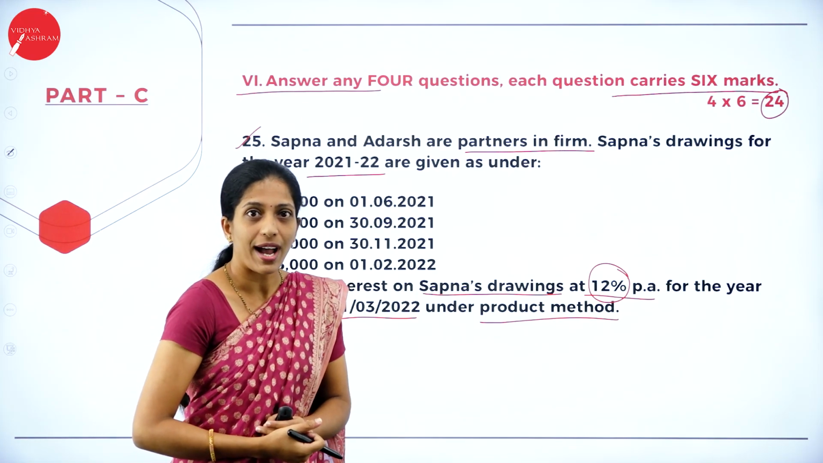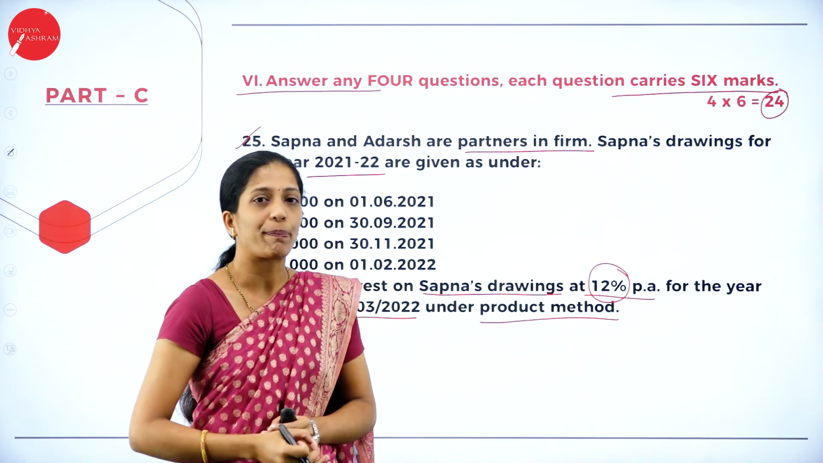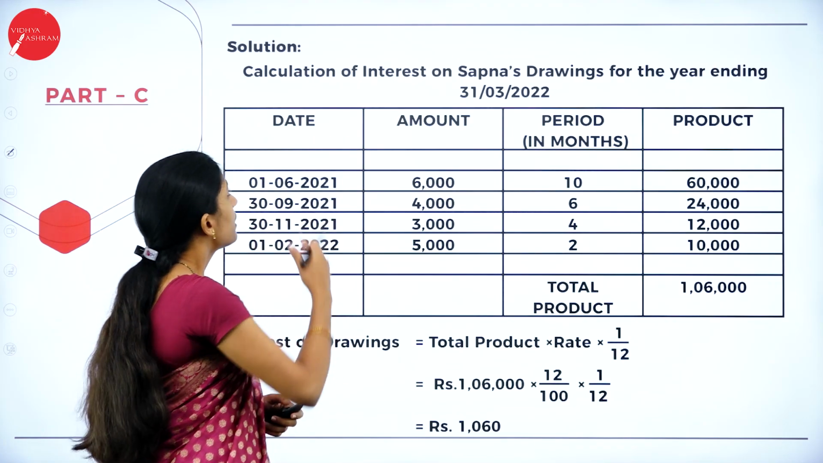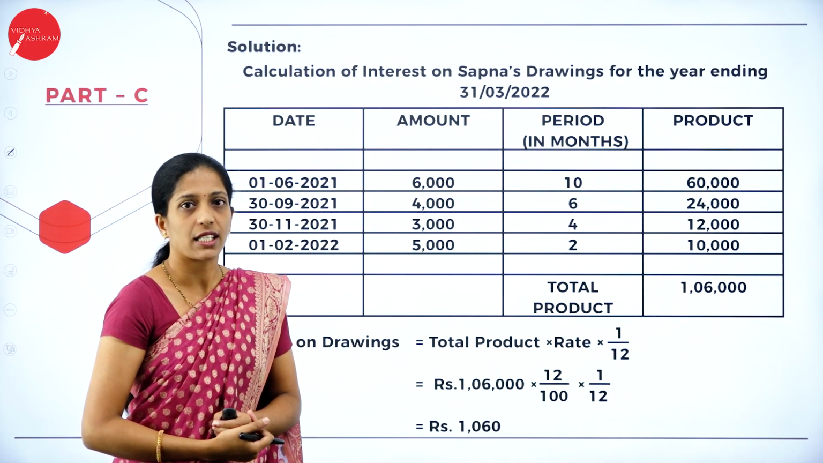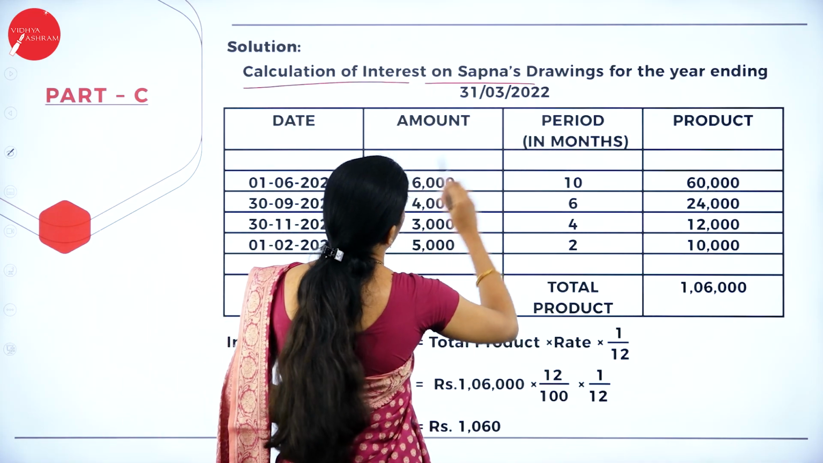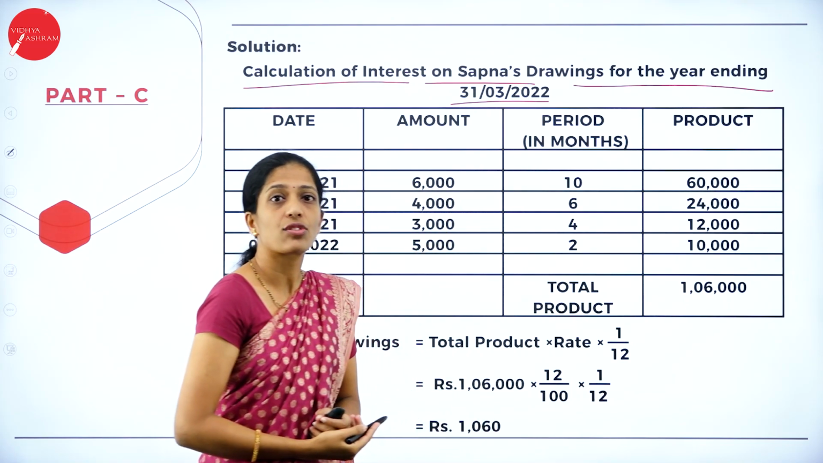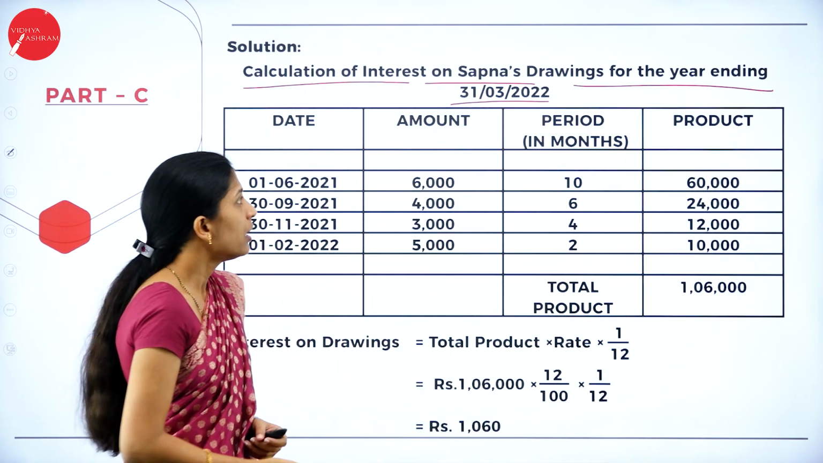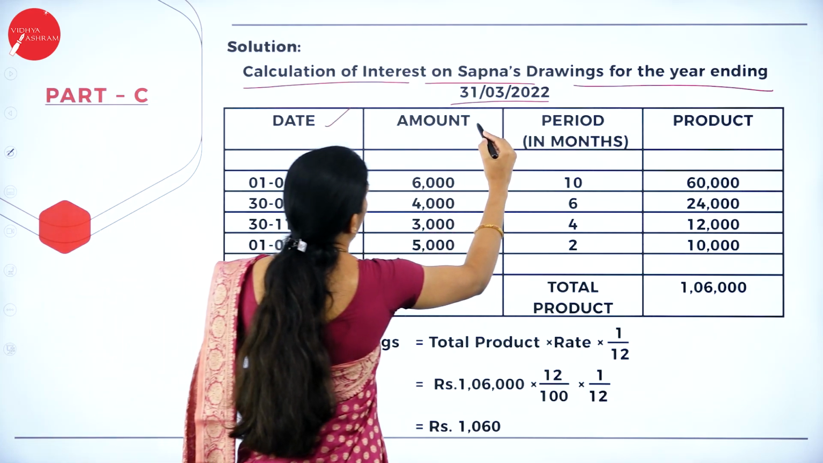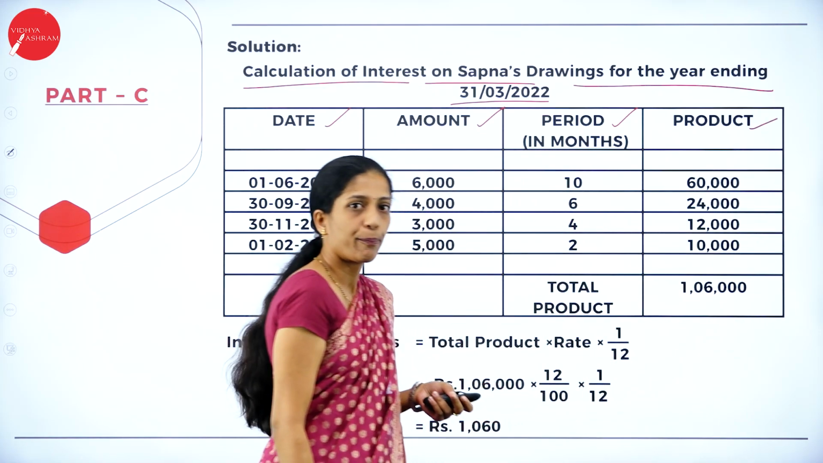One more method you have for calculation, that is average period method. But in this question paper, they have asked product method. So, this will be the solution for this particular question. Write the heading: calculation of interest on Sapna's drawings for the year ending 31st/3/2022. Draw the columns: date, amount, period in months, and the 4th column is product.